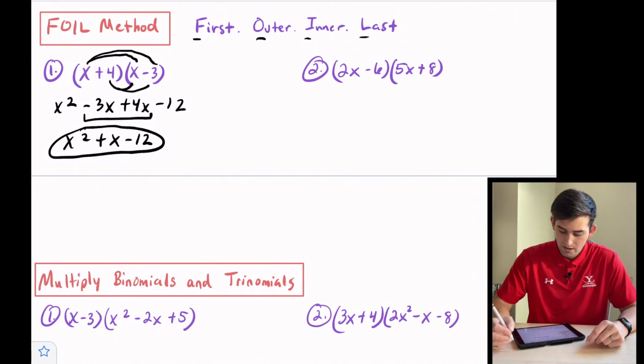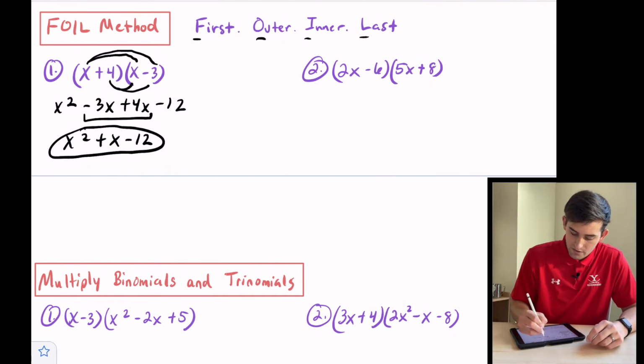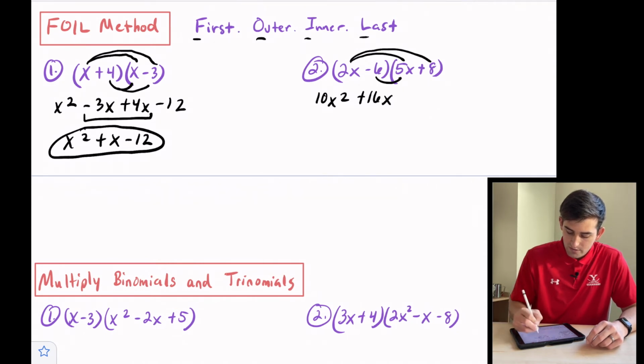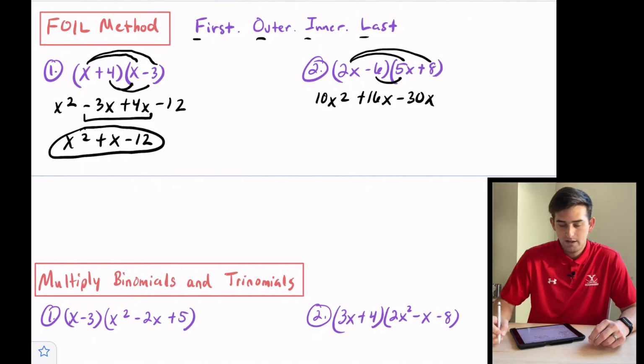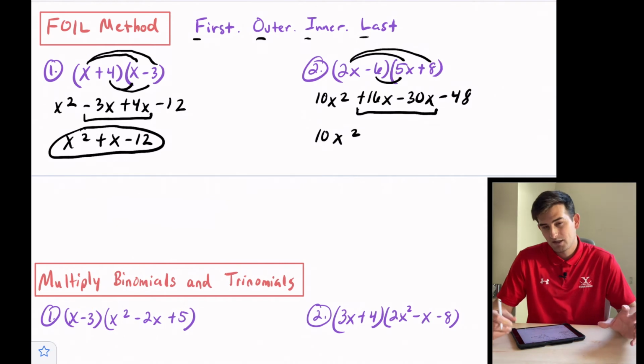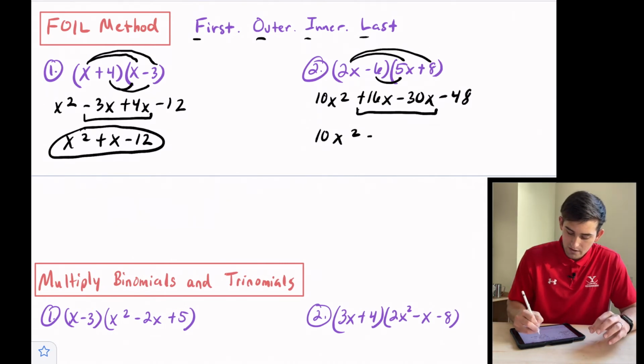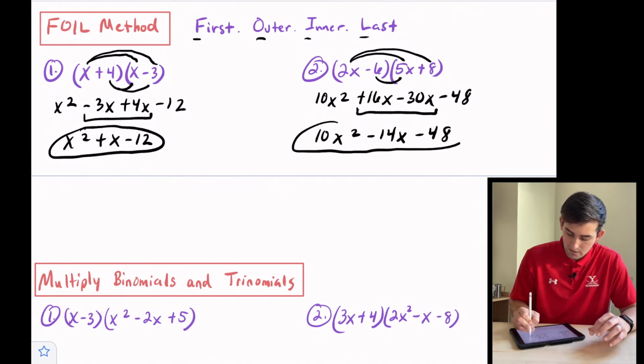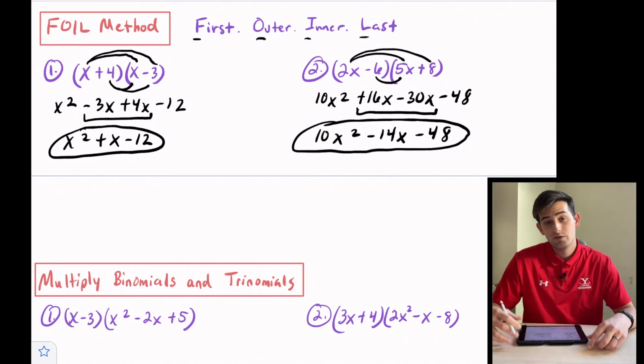All right, the next one, 2x minus 6 times 5x plus 8. So let's do our first terms, 2x times 5x, so 10x squared. Outer terms, 2x times 8, so plus 16x. Inner terms, negative 30x, right? Negative 6 times 5x. And then lastly, negative 6 times 8 would be negative 48. So now we can combine our terms in the middle. So we have 10x squared. We have 16x minus 30x, so it's like 16 minus 30, so negative 14x, and then minus 48. And we have our trinomial. Okay, so that's how we use the FOIL method.